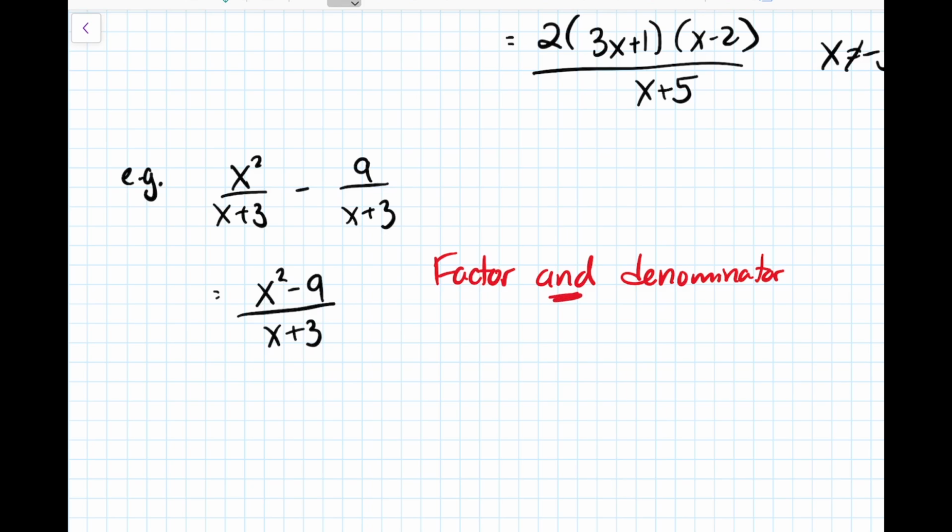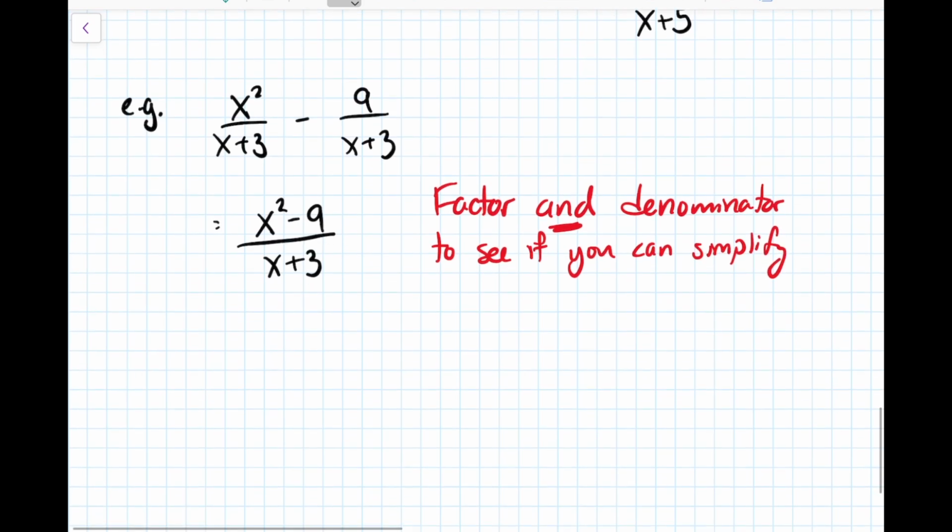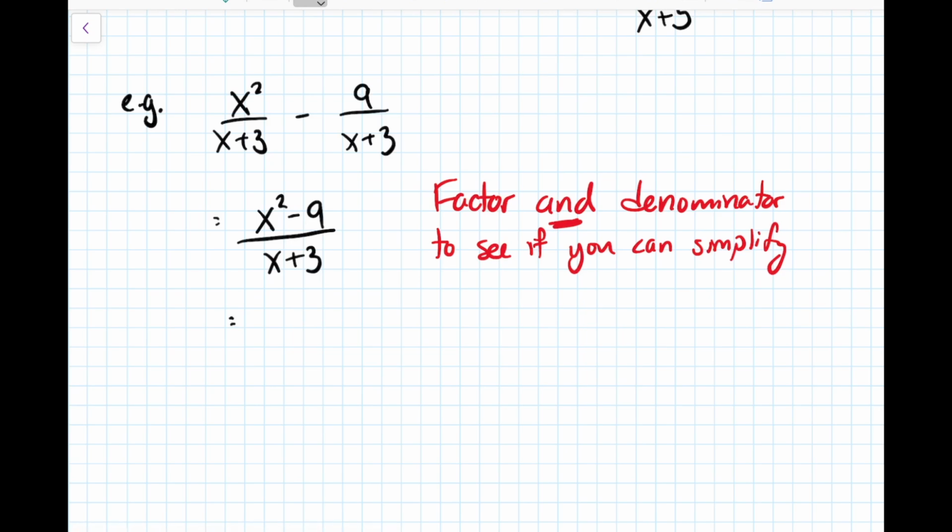To see if you can simplify. So that top is a difference of squares. It's going to factor to x plus 3 times x minus 3. The denominator is just x plus 3.